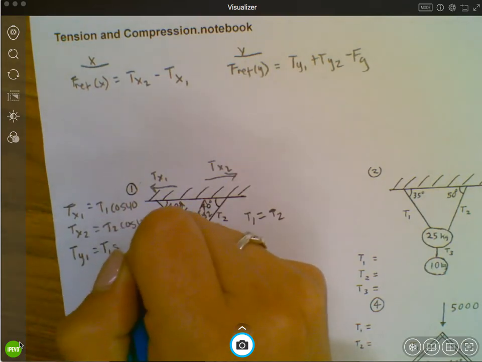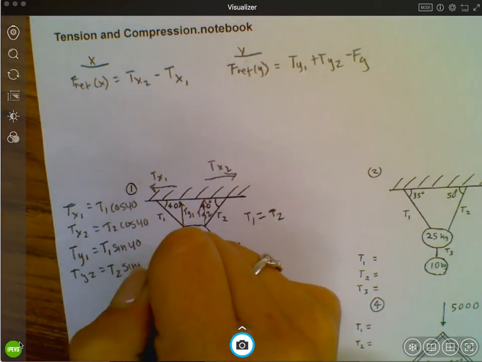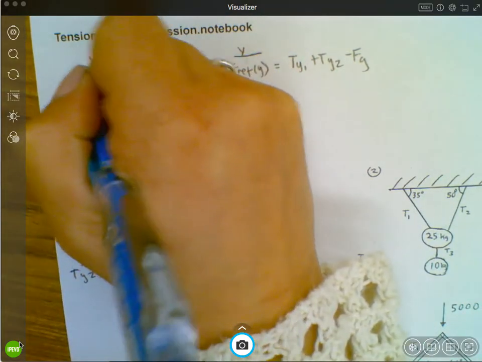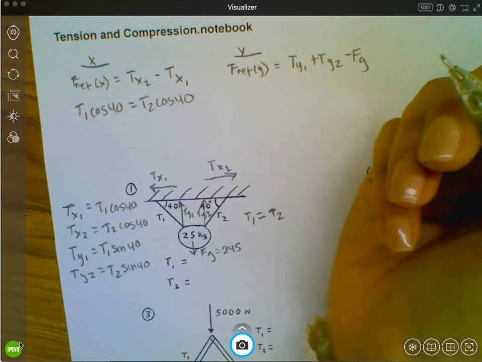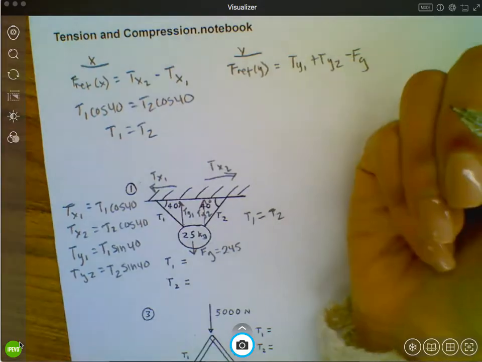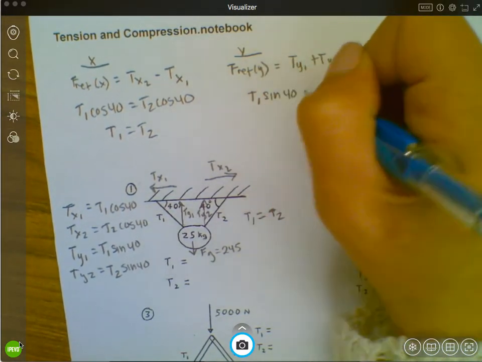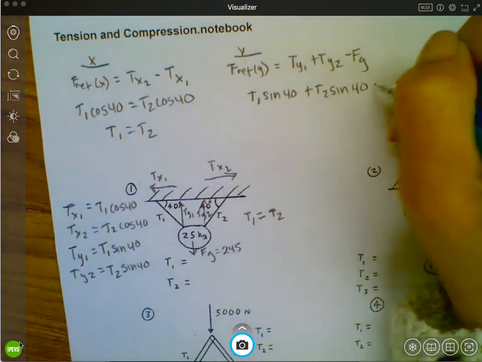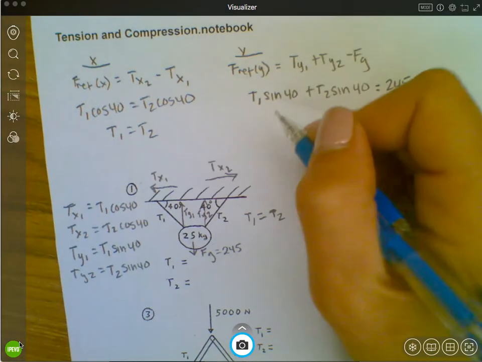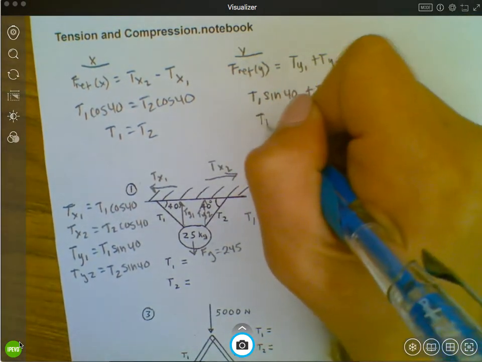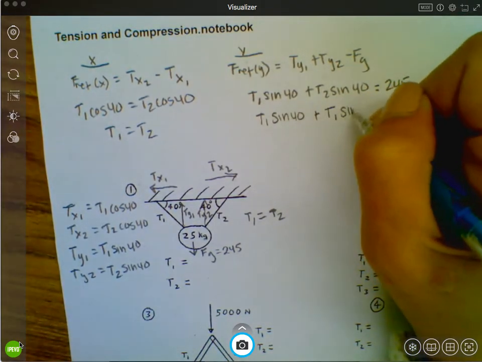So when we do the y direction, that's what this will tell you. ty1 equals t1 sine 40. ty2 equals t2 sine 40. So this equation becomes t1 cos 40 equals t2 cos 40. And if you divide by cos 40, you get t1 equals t2, right? So then over here, you have t1 sine 40 plus t2 sine 40 minus 245 equals 0. Well, t1 equals t2, so you can do t1 sine 40 plus, and then sub in t1 for t2, t1 sine 40.